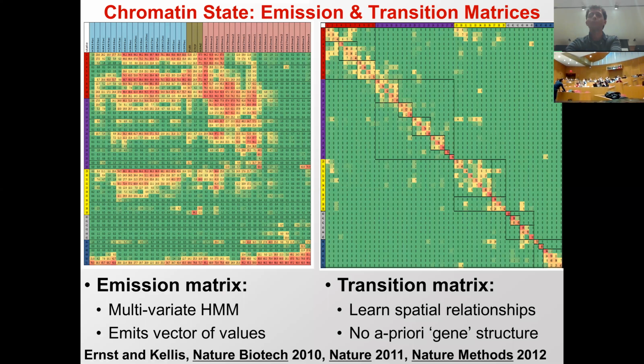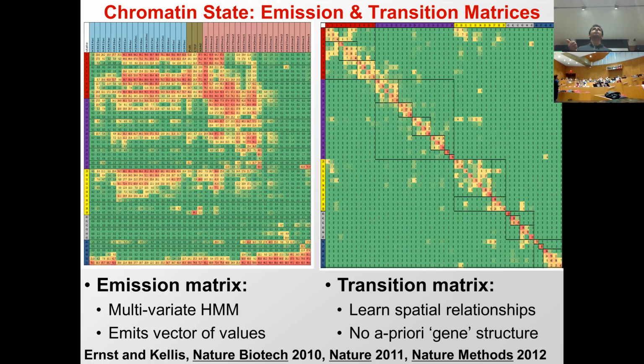So this is what the model parameters actually look like. This is the emission matrix. It tells me that every row is a state. And in this state, I emit a vector of marks with this probability. In that state, I emit a vector of marks with this probability. So that means I can encode the fact that these marks tend to co-occur in this state, but these other marks tend to co-occur in this other state, and so on and so forth. I can learn that in a state-conditional fashion. And then the transition matrix tells me how likely I am to stay in a promoter state from a promoter state, in a transcribed state, in an enhancer state, and so on and so forth. Okay?